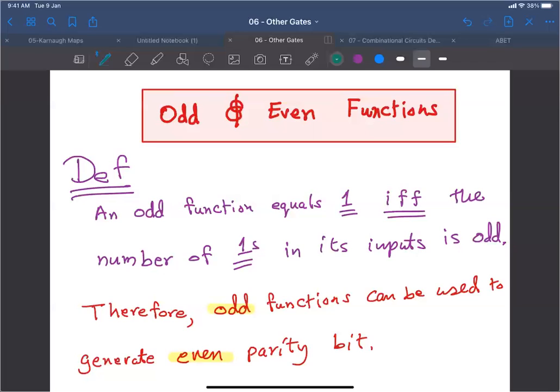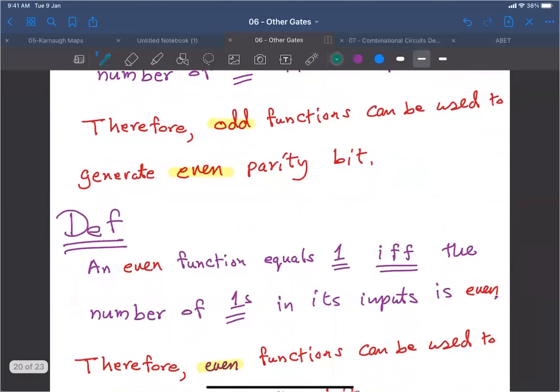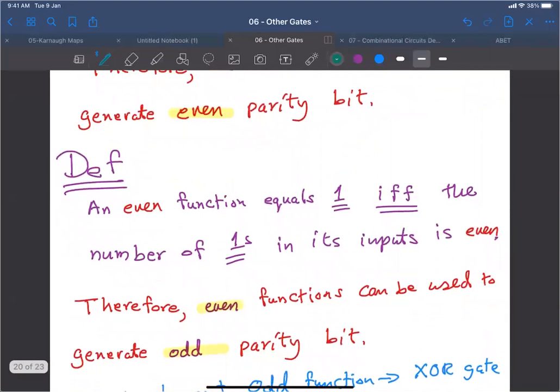All right, so again, an odd function equals 1 if and only if the number of ones in the input is odd, and therefore we can use odd functions to generate even parity bits. By the same analogy, we can define an even function that equals 1 if and only if the number of ones in its input is even, and therefore even functions can be used to generate odd parity. So it's the other way around. For even parity, we use odd functions to generate them, and for odd parity, we use even functions to generate it.